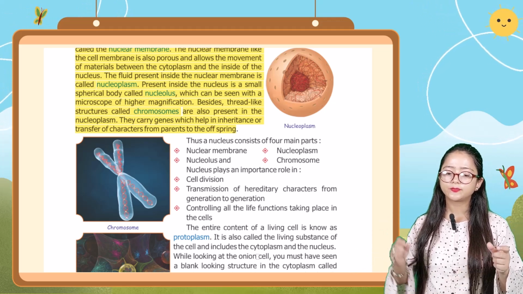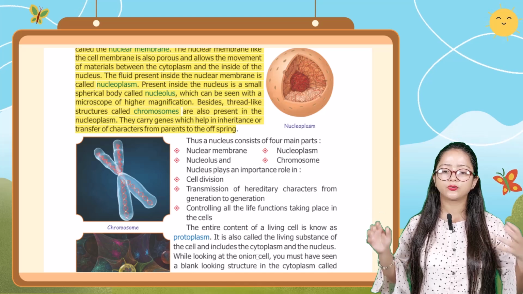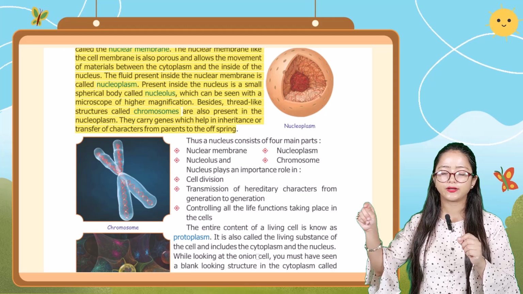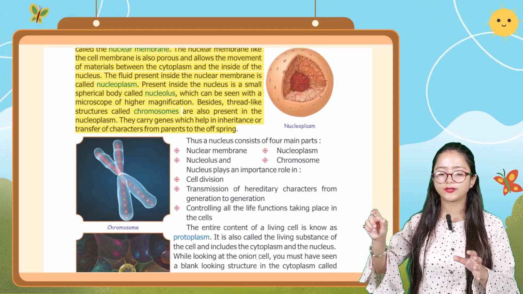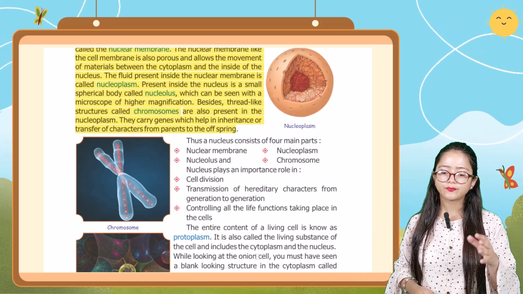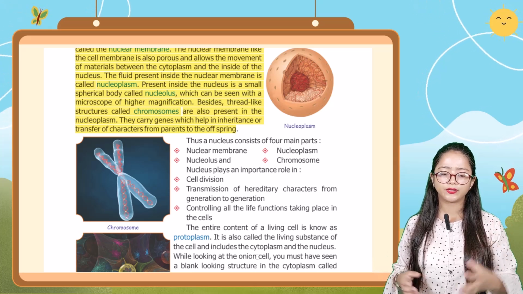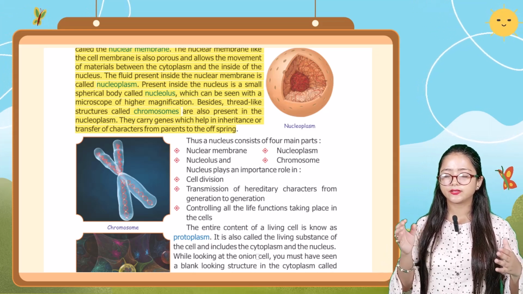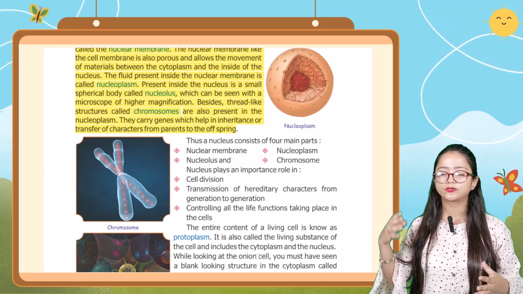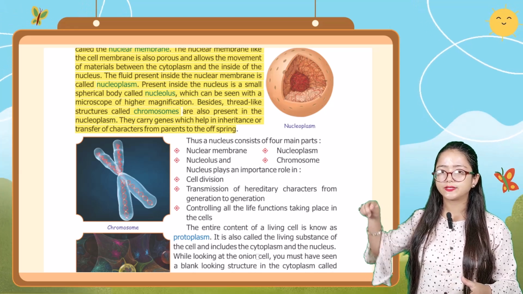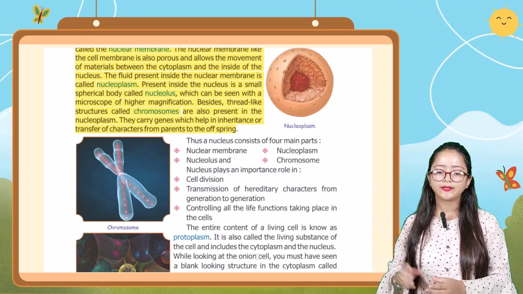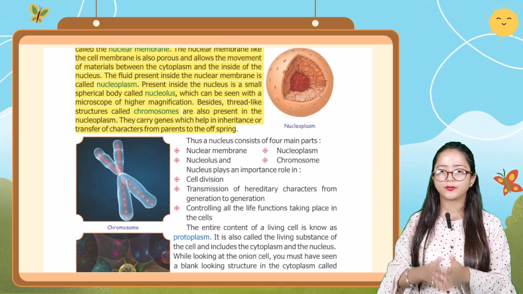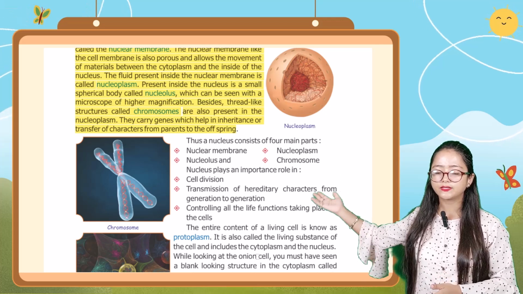So the fluid which is present inside that nuclear membrane is known as the nucleoplasm, and present inside the nucleus is a small spherical body. That small spherical body is called nucleolus, and it can be seen under the microscope only of higher magnification. And there are also thread-like structures called the chromosomes, which are also present inside that nucleoplasm. They carry the genes which help in the inheritance or transfer of the characters from the parents to the offspring. Here you can see the nucleoplasm image.